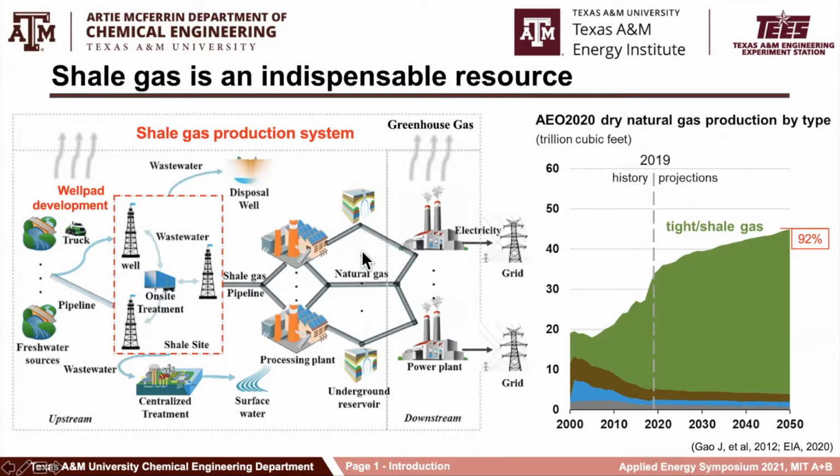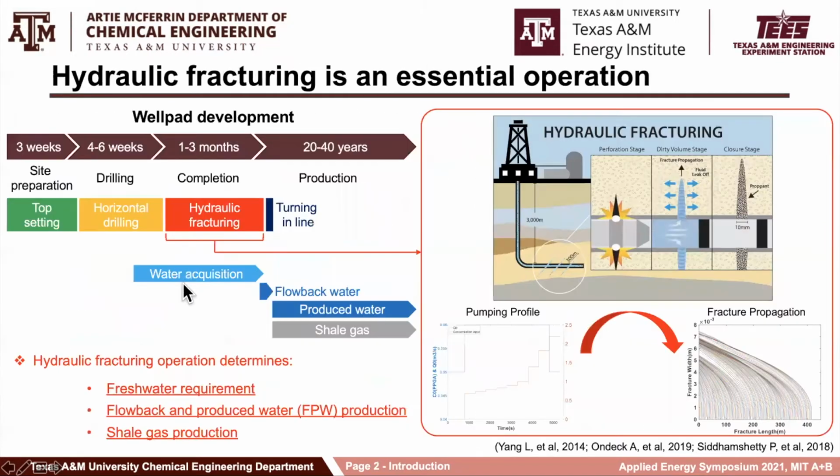However, the shale gas production system is generally complex and multi-stage. As shown in this figure, a variety of decisions must be made for the upstream, midstream, and downstream operations, such as the acquisition of fresh water, the management of the generated wastewater and greenhouse gas emission, and most importantly, the well pad development as highlighted here.